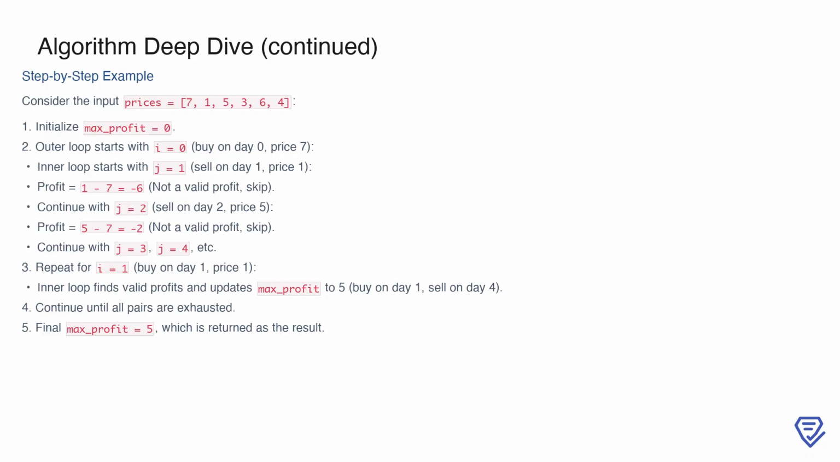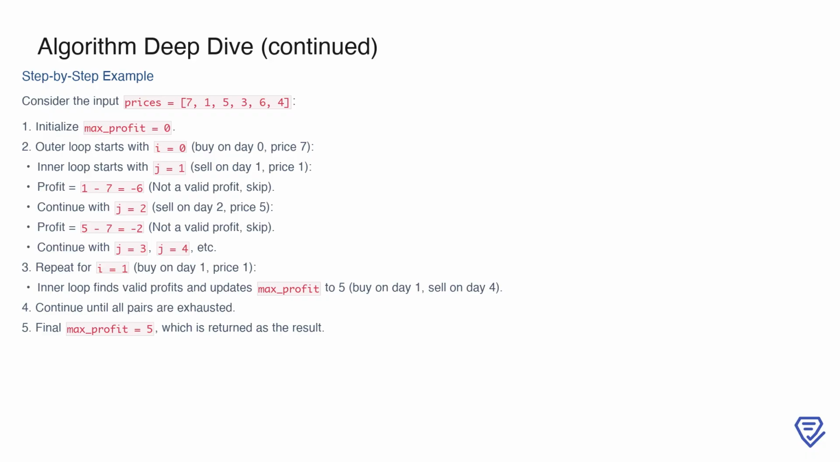Selling on day 1 at a price of 1 results in a profit of 1 minus 7 equals -6, which is not valid, so we skip it. Similarly, selling on day 2 yields a profit of 5 minus 7 equals -2, which is also skipped. This process continues until all sell options for day 0 are exhausted.